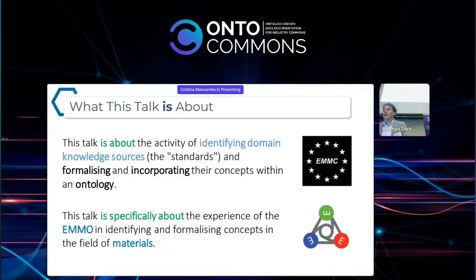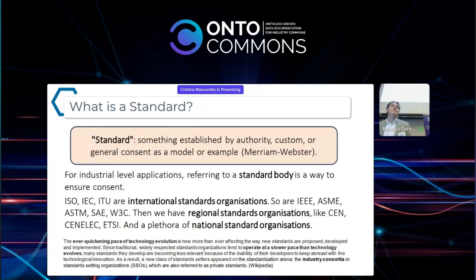Okay. So this talk is about the activity of identifying domain knowledge sources from standards and formalizing and incorporating them within an ontology, and in particular it is about the experience of doing such an exercise in the EMMO. So when we search about standards in domain knowledge, we can refer usually for industrial application to standards provided by standard bodies. That is a way to ensure consensus. There are several standard bodies, so this doesn't help a lot by asserting a unified approach to a particular application, and also the process is a bit slow.